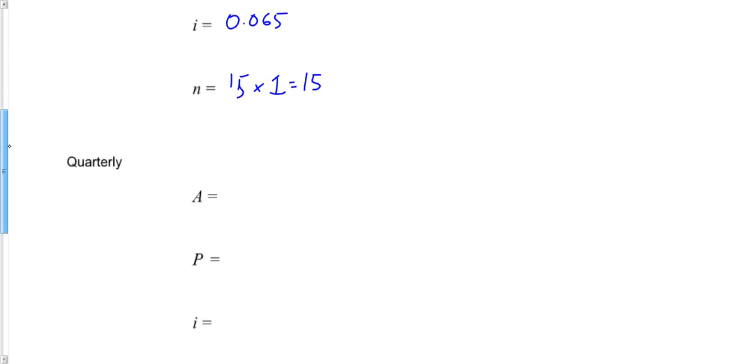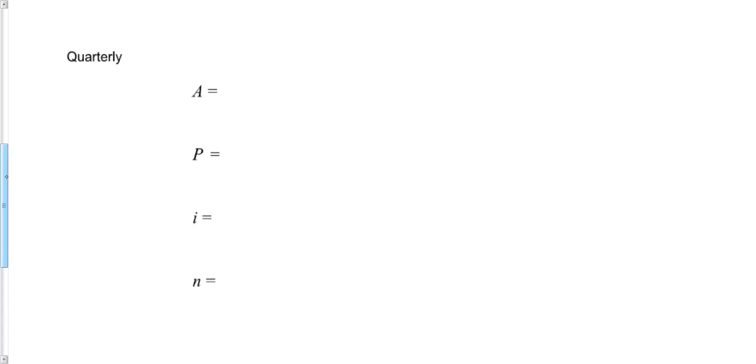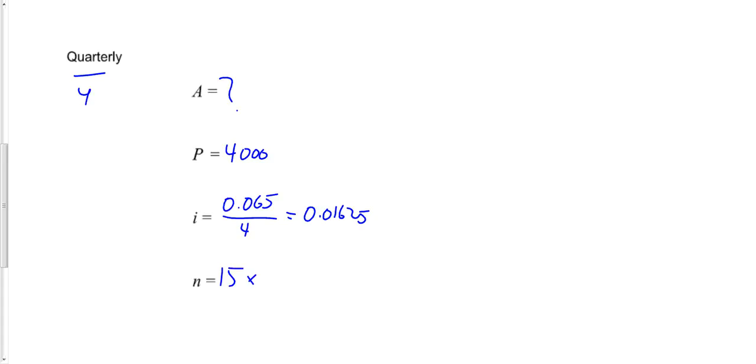Instead of compounding it annually, this time we're going to compound it quarterly. Again, quarterly means 4 times. So all other conditions are the same. His principal is still $4,000. His interest rate is still 6.5%, but now we're compounding that quarterly. So 0.065 divided by 4, that's our new i value, 0.01625. And now it's in there for 15 years, and we're compounding it 4 times per year. So 15 times 4 is going to give us 60.